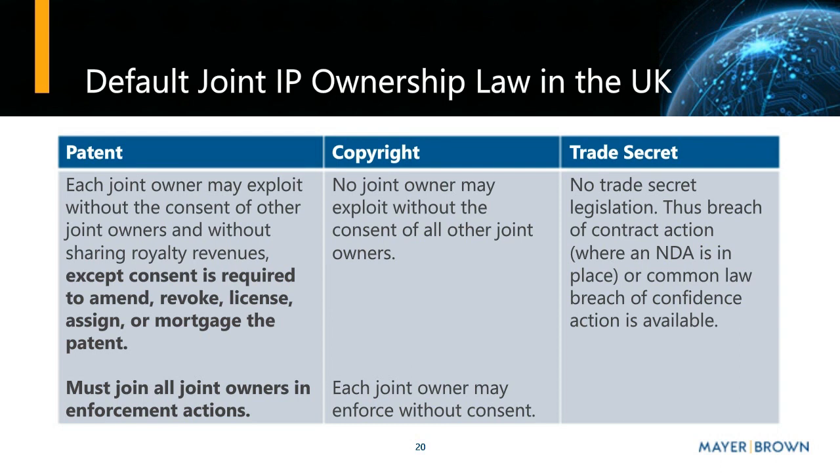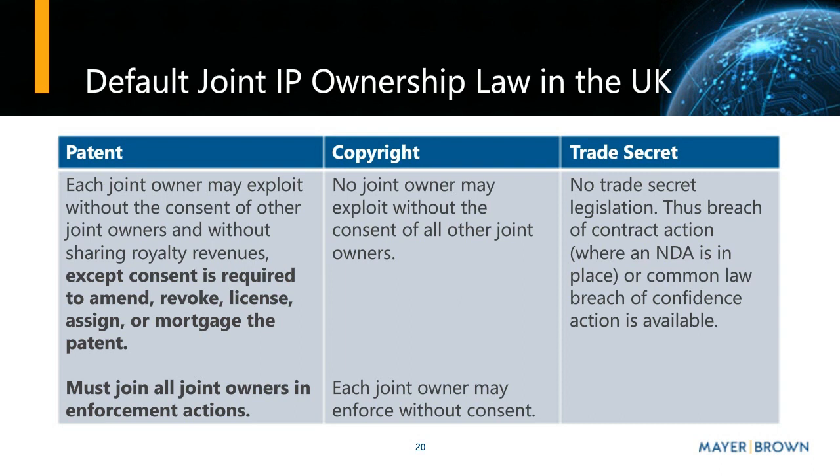In the third column there, in the UK, there's no trade secret legislation. So a breach of contract action where an NDA is in place or a common law breach of confidence action is available. There's case law in the UK that holds that if there's no contract, then a joint owner of confidential information can't prevent the other joint owner from using or exploiting the confidential information. So it should go without saying that when it comes to a trade secret, having at least an NDA is imperative.